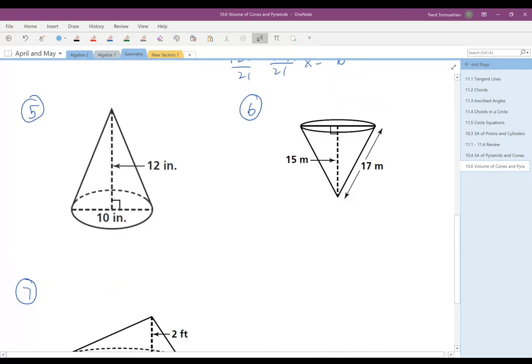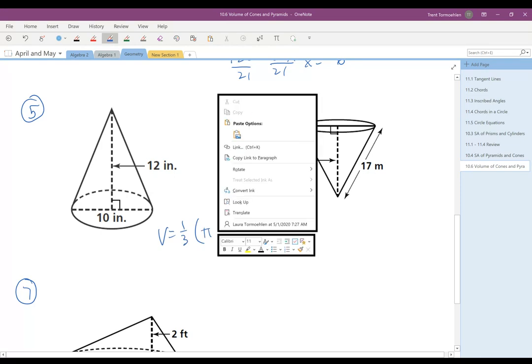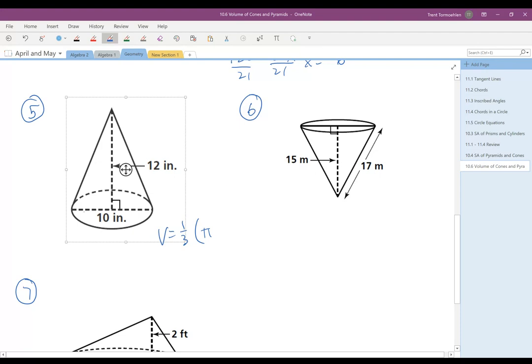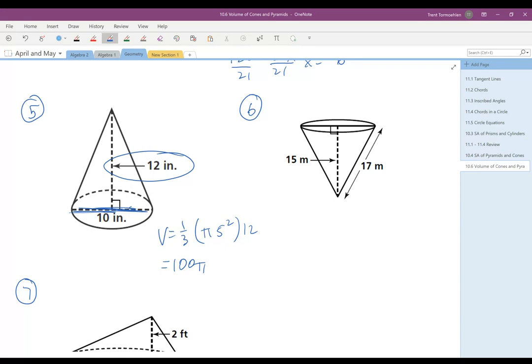These problems are much easier because there's not as many parts to it as the pyramids are. So you're just going to say the volume equals 1/3 pi r squared. So pi times, well, this 10 represents the diameter. So the radius is 5. So you're going to have 5 squared. And then your h is 12. And so that turns out to just give you 100 pi when you multiply that together. 1/3 times 12 is 4. 4 times 25 pi is 100.